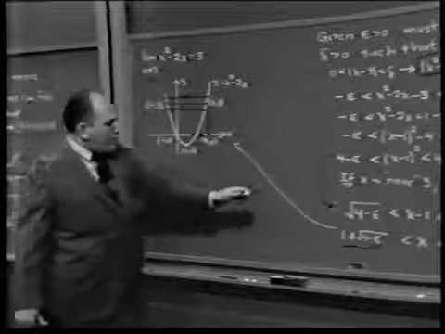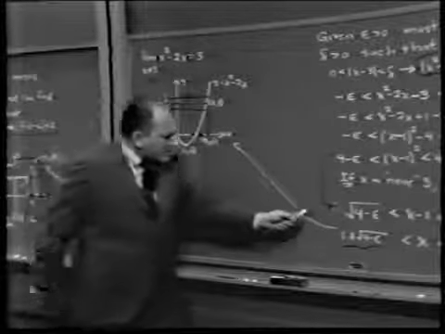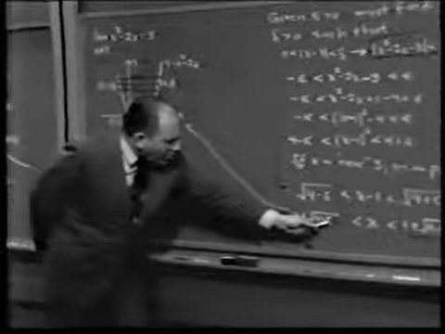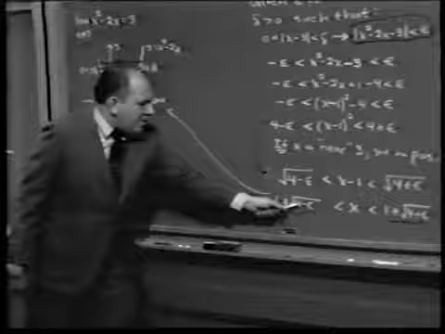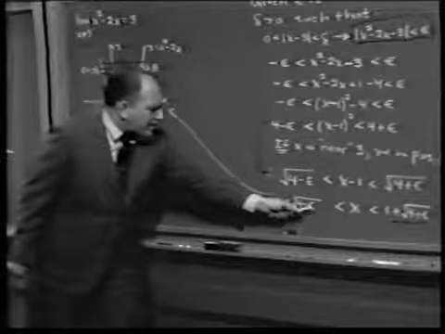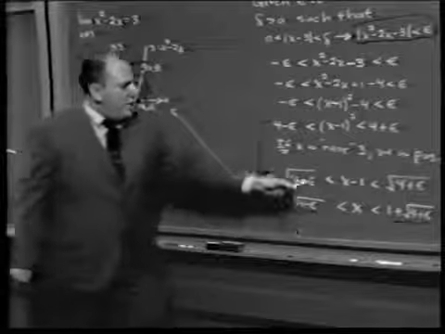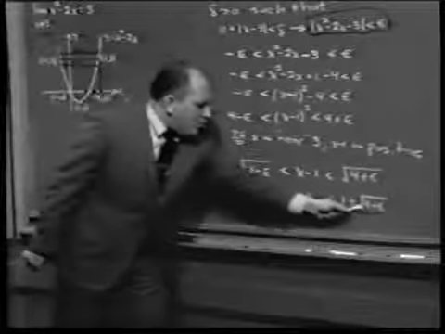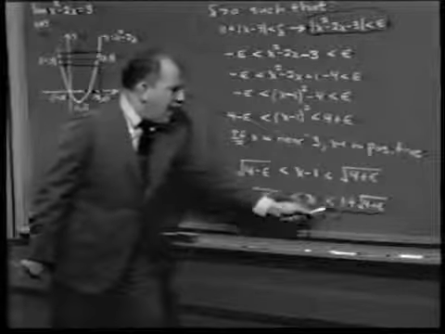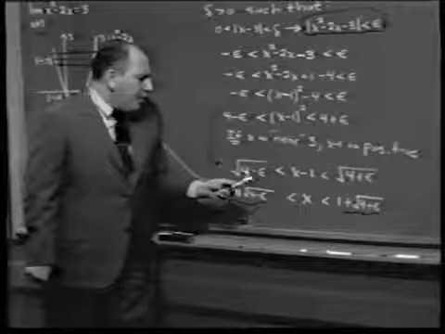Namely, notice that if epsilon is a small positive number, let's take a look at this again. If epsilon is a small positive number, this is slightly less than 4. Therefore, the square root is slightly less than 2. Therefore, this number will be slightly less than 3. On the other hand, 4 plus epsilon is slightly more than 4, so its square root will be slightly more than 2, and therefore 1 plus that square root will be slightly more than 3.